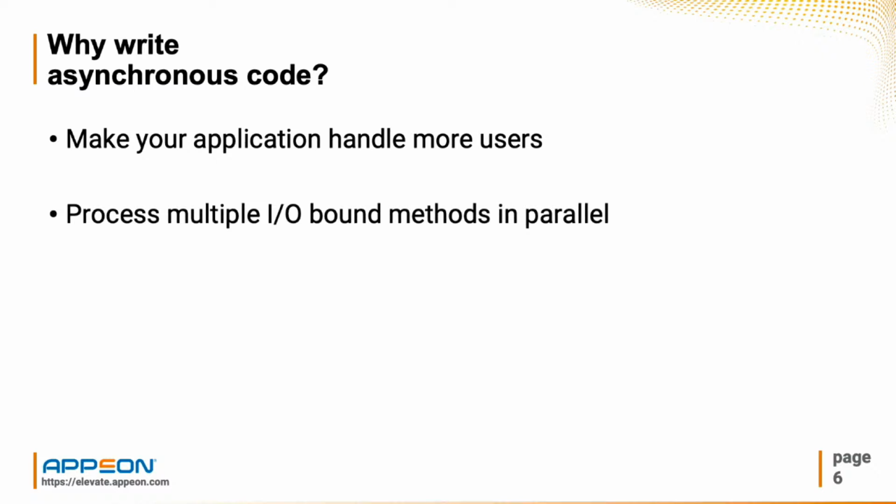You can process multiple input-output bound methods in parallel. So if, for example, you needed to access several remote services, either in legacy systems or over the web, and then combine the results to display them to the end user, if this were done synchronously, then the process would take the sum of the access times for each service. With the new async await feature, you can easily run them all in parallel, and then it takes only as long as the longest access time.